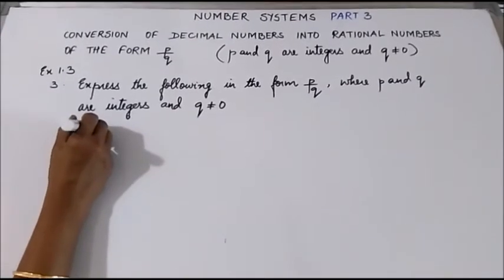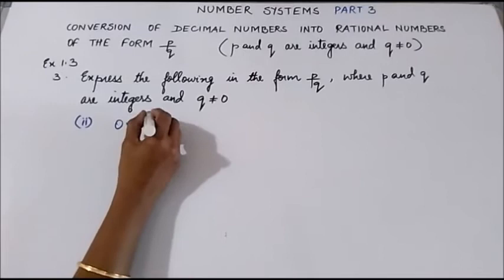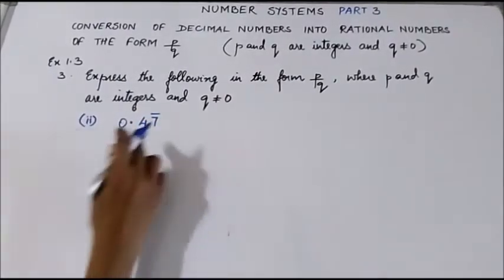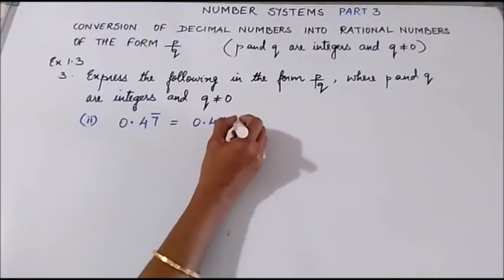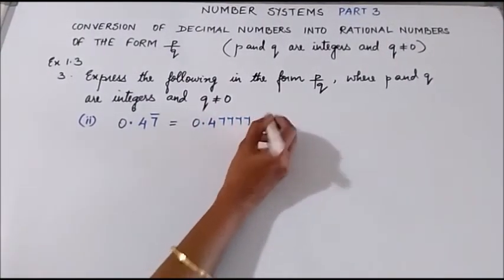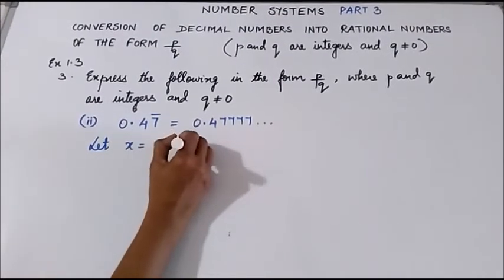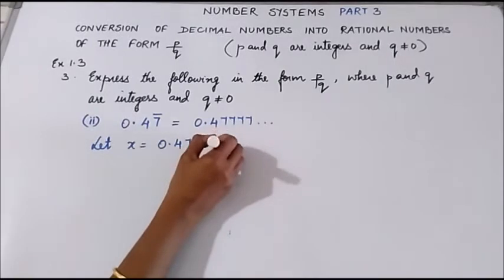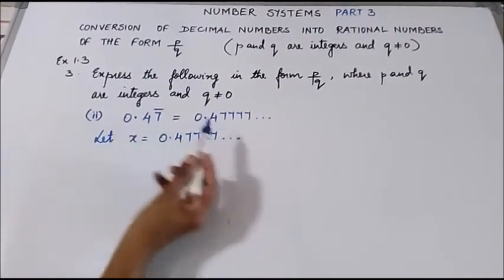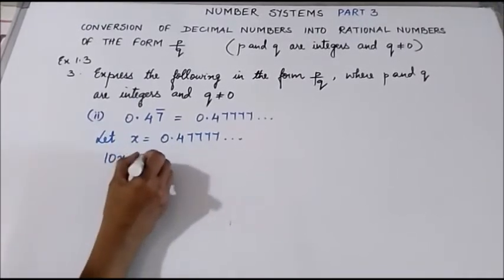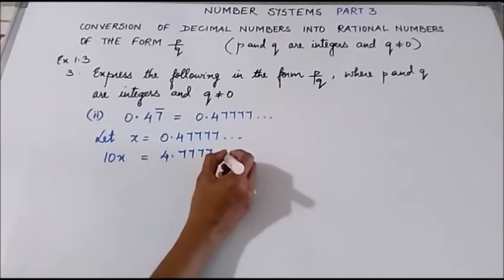Now the second question is 0.47 bar. The bar is only over 7, so 7 repeats itself, so we get 0.47777 and so on. Now let us assume x equal to 0.4777. Now under the bar, how many digits are there? 1. So we multiply both the sides by 10. Here you will get 4.7777 and so on.